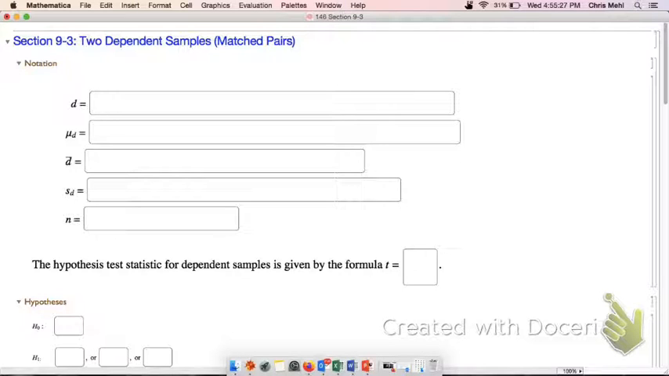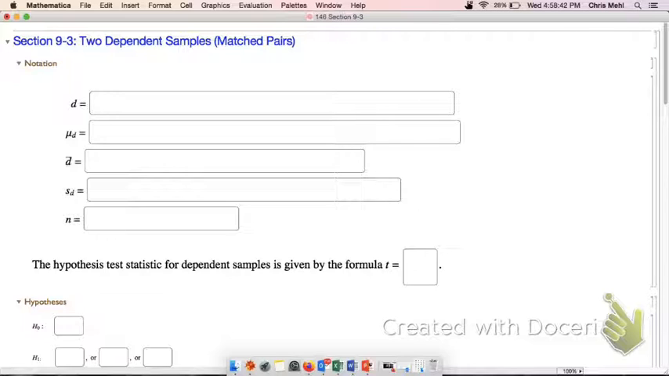Alright, hello everybody. In this video I'm going to be going over section 9.3, and this is dealing with what is called two dependent samples. Recall that section 9.2 was making inferences from two independent samples, which we called unmatched pairs. Section 9.3 is about making inferences about two dependent samples, and this is what is called matched pairs.